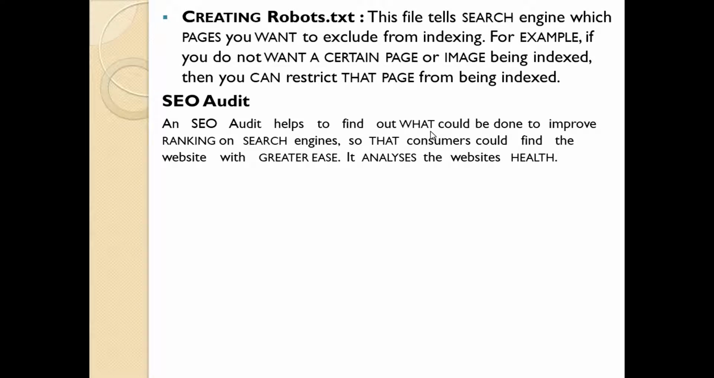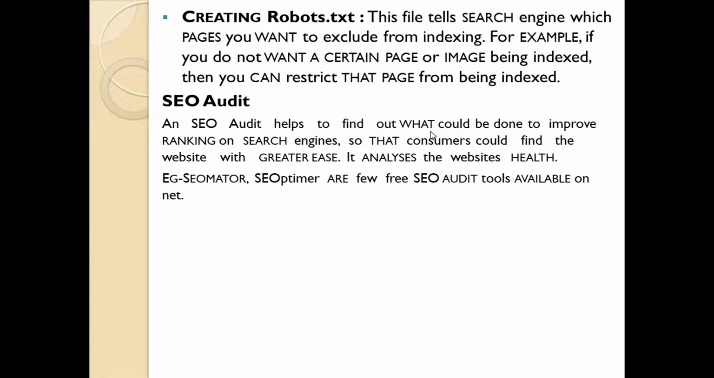Ease means easy to use. So it analyzes the website's health. With the help of an audit, we can analyze the health of the website. There are basically two SEO audit tools. One is the SEO Meter and the second is the SEO Optimizer. Just remember, these two are free SEO audit tools.